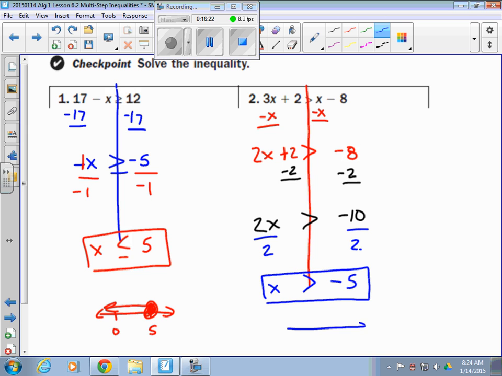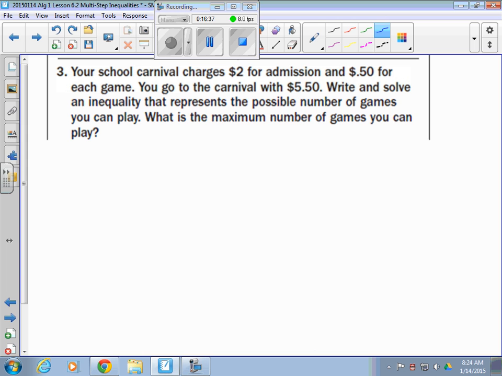When we graph that, again, positive number versus a negative, you want 0 there, negative 5 here. It doesn't say or equal to, so you leave the bubble open. Greater than means everything in that direction. And then the last one says your school carnival charges $2 for admission plus 50 cents for each game. You go to the carnival with $5.50. Write and solve an inequality that represents the possible number of games you can play. What is the maximum number of games you can play?